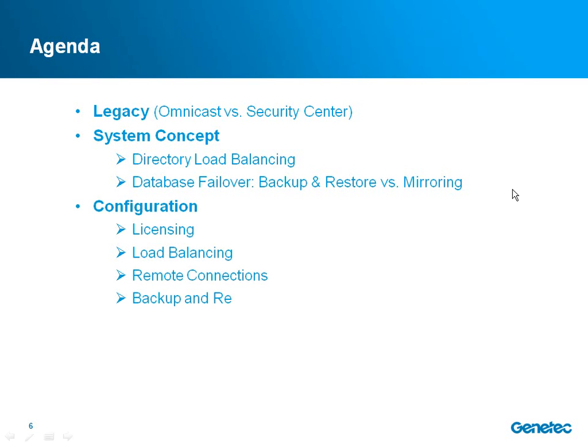We'll go into the configuration of the options after that, starting with the licensing requirements and how to apply the license, and then moving on to the configuration of the load balancing options. As part of the database configuration, we'll need to look at setting up remote connections. And then our two database failover options, backup or restore, and mirroring. We've got some best practices that are recommended for setting up a directory failover system, and some troubleshooting steps as well.